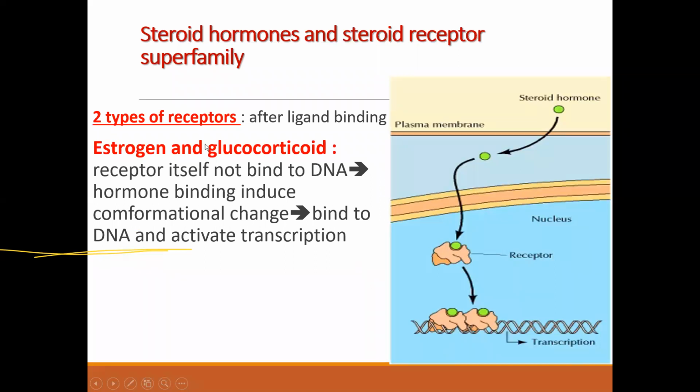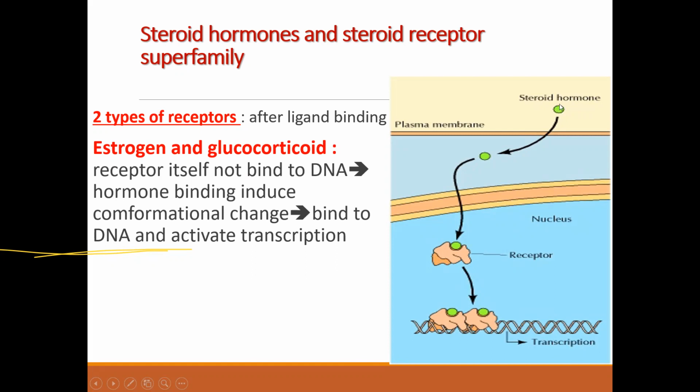There are two types of intracellular receptor. The first one is the receptor that normally does not bind to the DNA. This is the receptor of estrogen and glucocorticoid. You can see from the diagram, from the picture here, this is the receptor. Normally when there is no ligand, this receptor is free and located inside the nucleus.